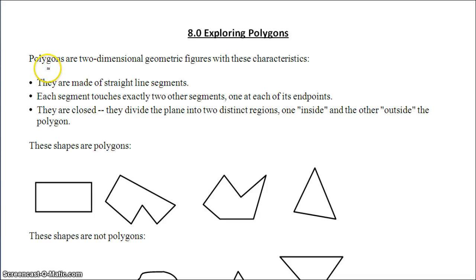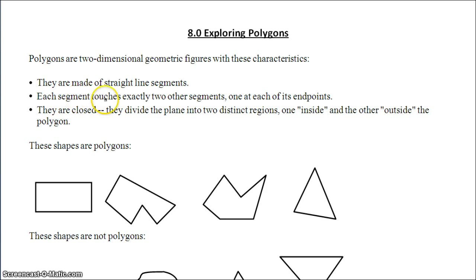We're going to first define polygons. Polygons are two-dimensional geometric figures with the following characteristics. They are made of straight line segments. These first four figures are all polygons because their sides are all straight segments.